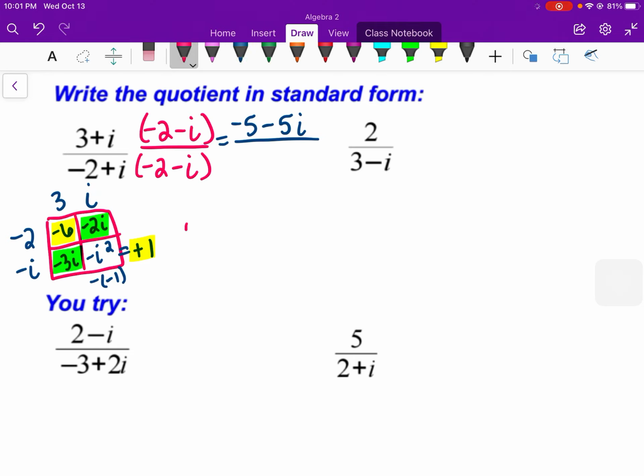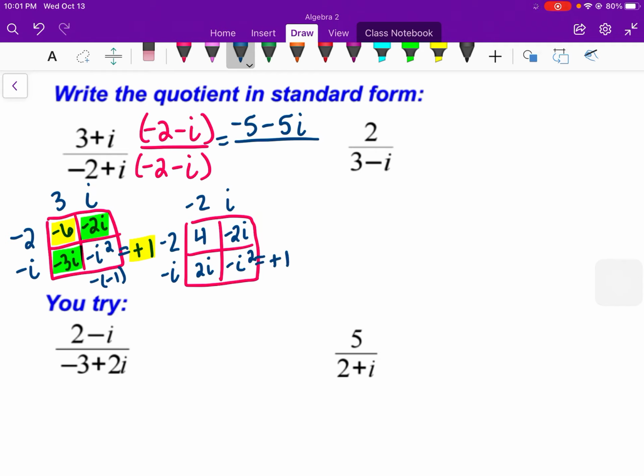And then multiply out the bottom. So we have negative 2 plus i and negative 2 minus i. Negative 2 times negative 2 is positive 4. Negative 2 times i is negative 2i. Negative 2 times negative i would be positive 2i. Negative i times i would be negative i squared. Negative i squared is going to equal positive 1 again. The middle, negative 2i plus positive 2i equals 0, which is what we want to happen because they're conjugates. So 4 plus 1 gives me 5.